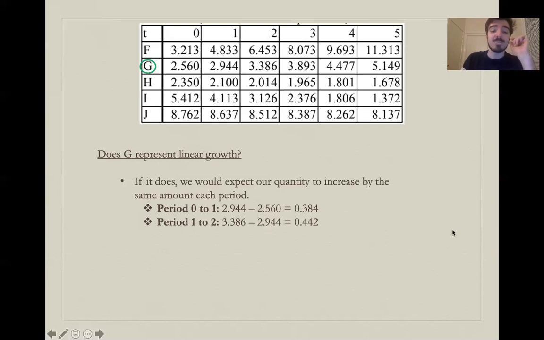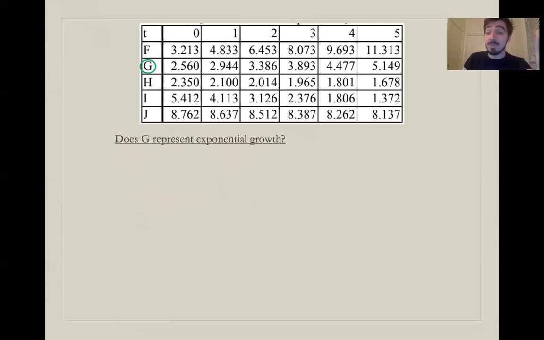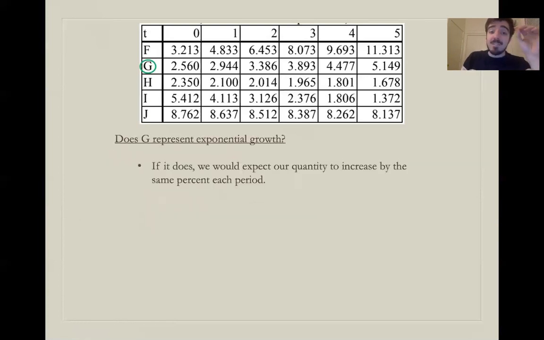From period 1 to 2, that's a jump of 0.442. We don't need to keep checking here, right? That's a pretty different jump, different enough for us to say this probably isn't linear. So next step, let's see if this is exponential growth. If it is exponential growth, then we would expect our quantity to increase by the same percent each period.